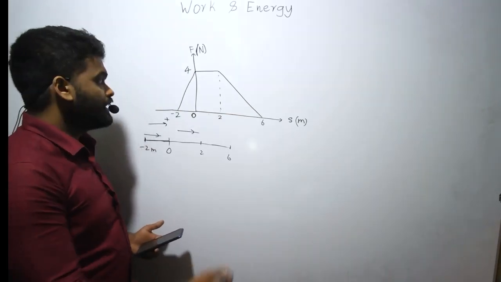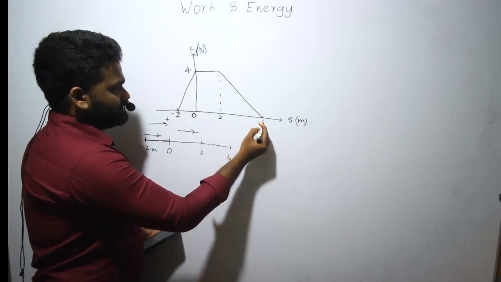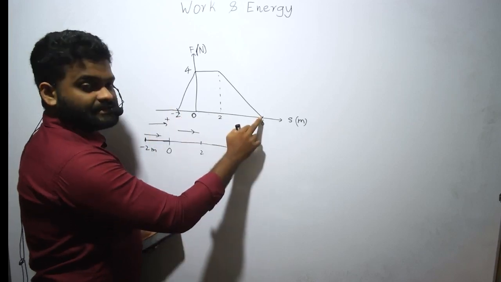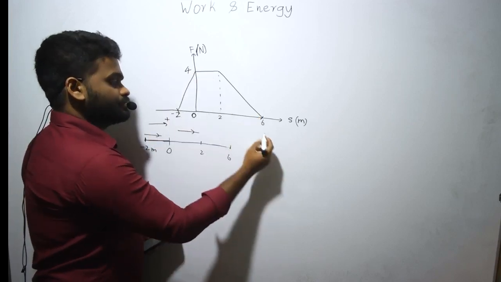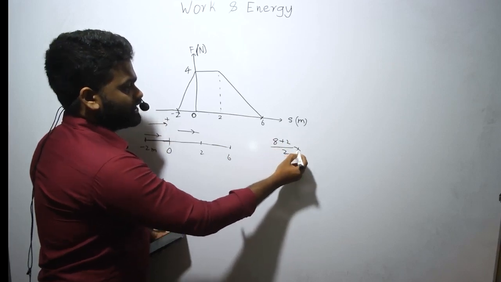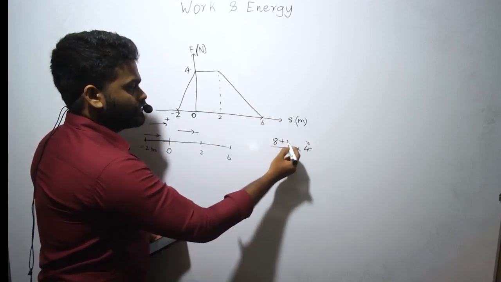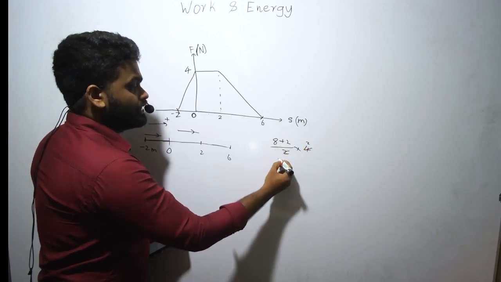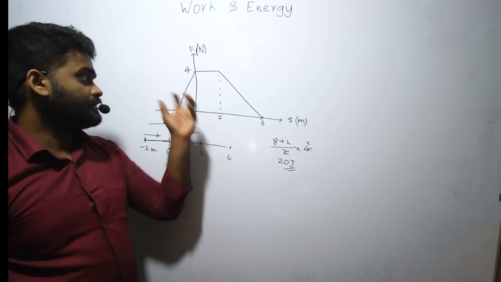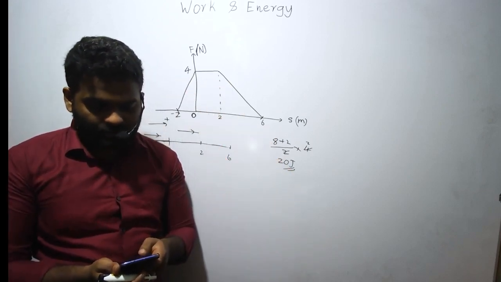here, right? So this is a trapezium. What is this length? 2 plus 6, so this length is 8. This length is 2. So 8 plus 2 divided by 2 times height, that is 4. 10 times 2, 20. So that is 20 joules, right? The area of this graph is 20 joules. The third one is the answer there.